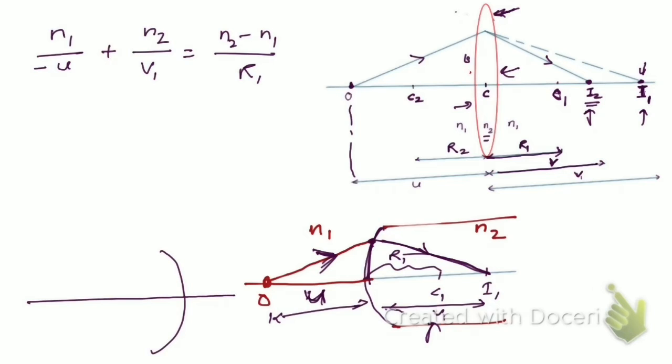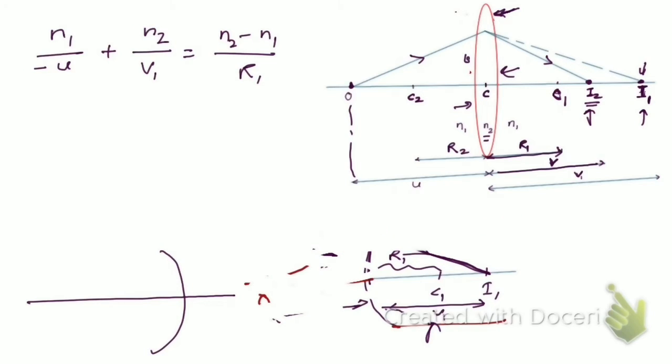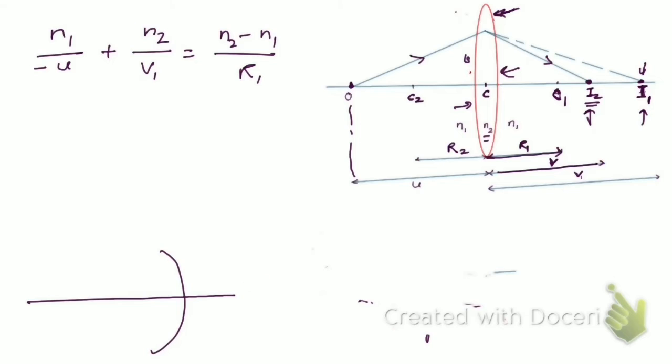So now let me clean this. Okay, so now you see, first let me clean this. Okay, if you consider the second surface, the diagram should be like this. Now here is the I1, here is I2, and this is the center of curvature C1. Actually, its center of curvature should be here, C2.